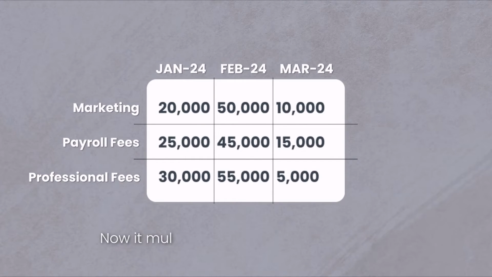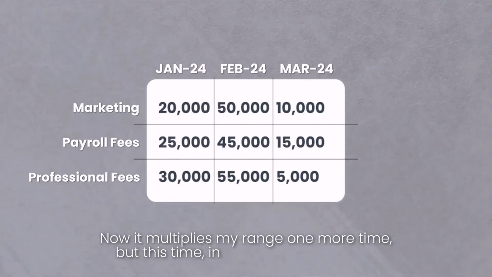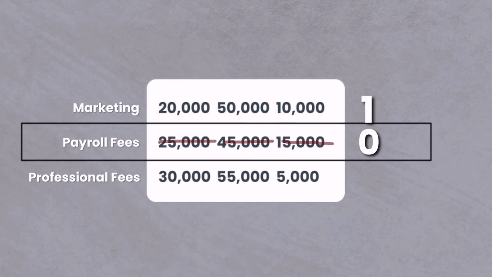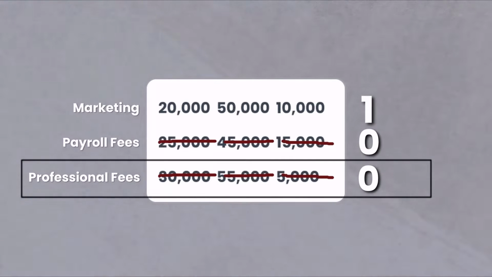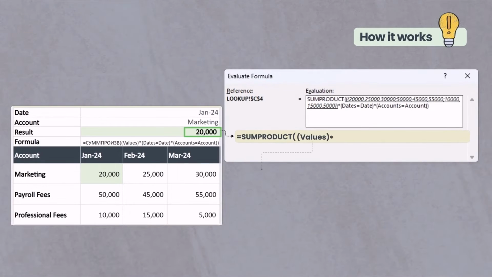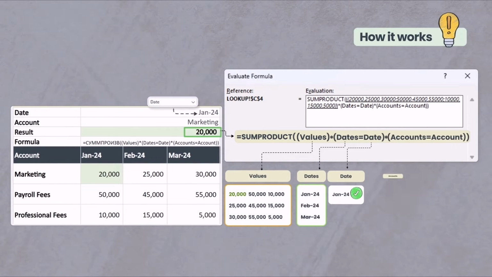false. Now it multiplies my range one more time, but this time in the opposite direction. So we'll get a 1 for our first row, then a 0 for the second row, and a 0 for our third row. We sum that all up together and we get our value right over here. And now that you understand what's happening behind the scenes, these other use cases are going to be a breeze.